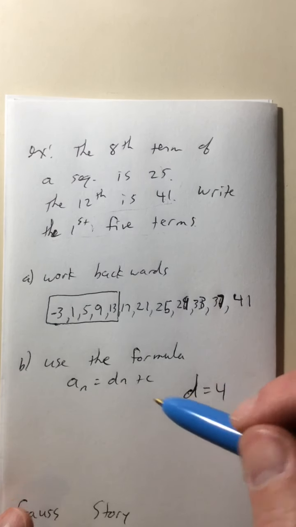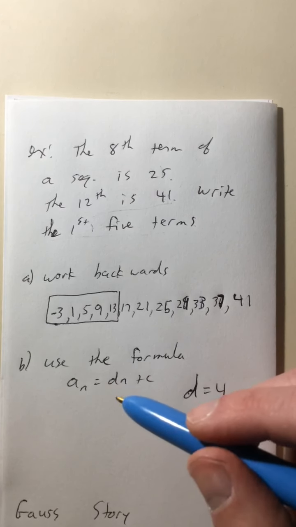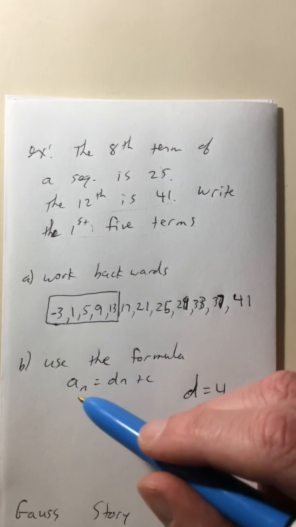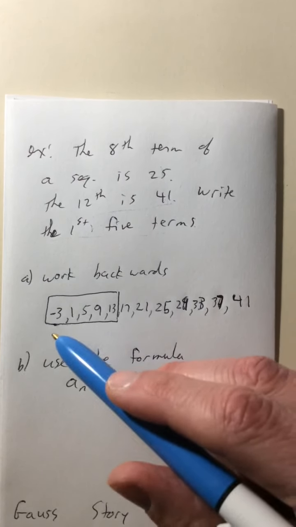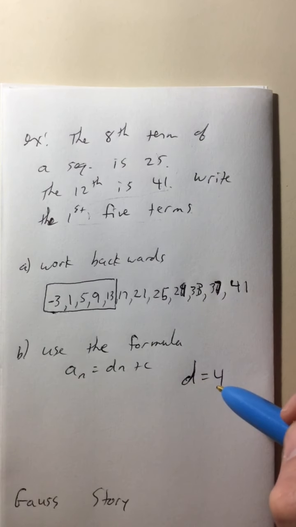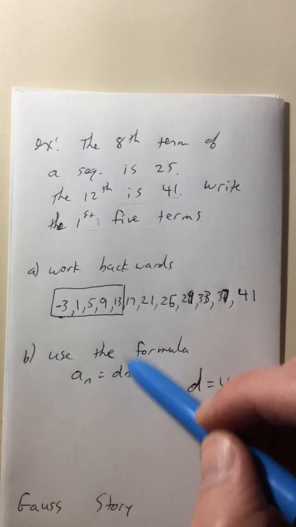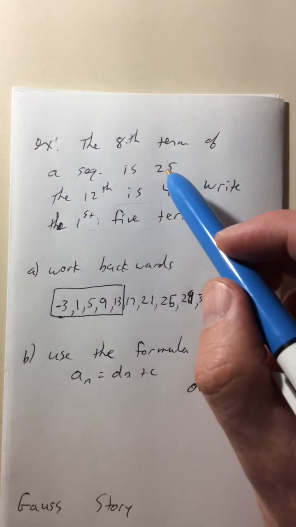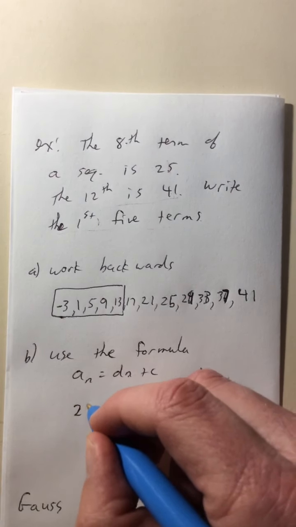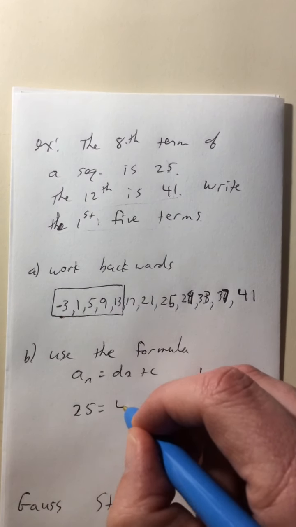So we can also use the formula to help us. Actually, find the formula for the terms, and then use that formula to just generate the first 5 terms. Okay, so we know that the difference is 4, and so let's pick a term that we know. So we know the 8th term is 25. So 25, that's the 8th term. And the common difference is 4.